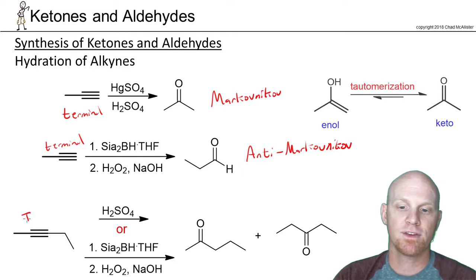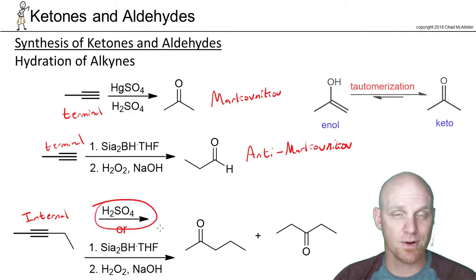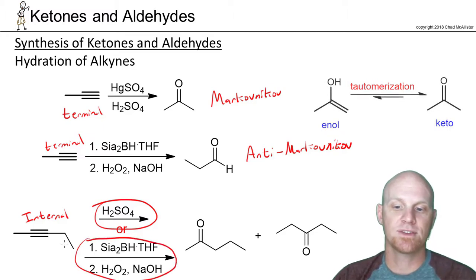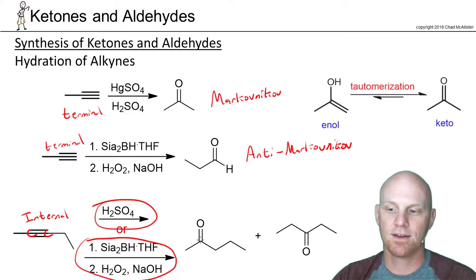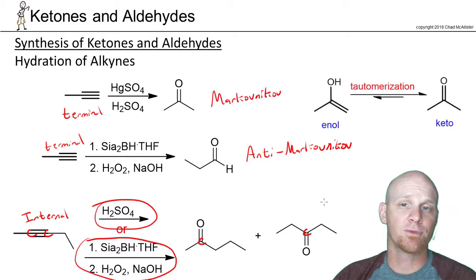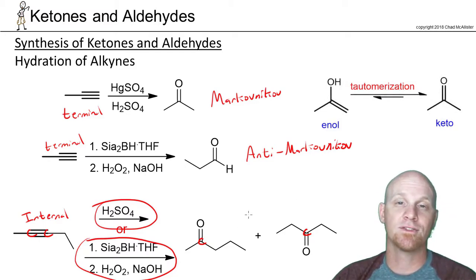Now, if you start with an internal alkyne instead, it doesn't really matter which one you use. It turns out that with sulfuric acid, you don't actually need the mercury catalyst, or you can use the bulky borane. In either case with the internal alkyne, it works either way, and either carbon of the alkyne can be what eventually ends up as the ketone. Again, you're initially going to form enols that tautomerize to give the keto form. As long as your internal alkyne is not symmetrical, you get two different ketone products, but if it's symmetrical, you get just one ketone product.